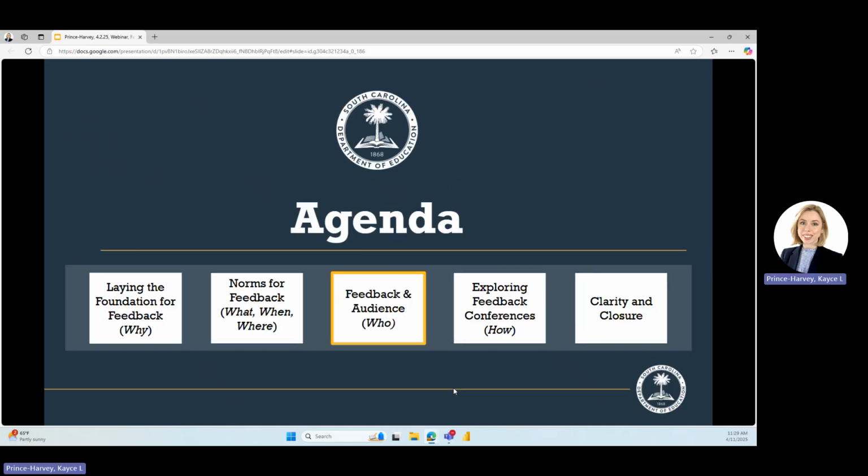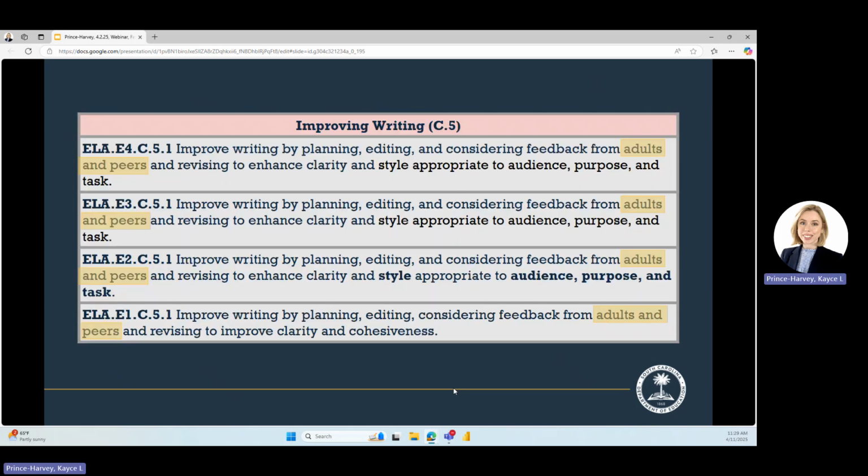All right, we're going to move on to feedback and audience, which is the who. And again, looking back at that vertical progression for C5, we see specifically the mention of considering feedback, but I want to dig in here about the next component of those indicators, which is that students are considering feedback from both adults and peers. So we're not only considering the feedback from the teacher, but we are considering feedback from adults and peers in general. And if we're receiving feedback from peers, that means that students also need experience with giving feedback to one another.